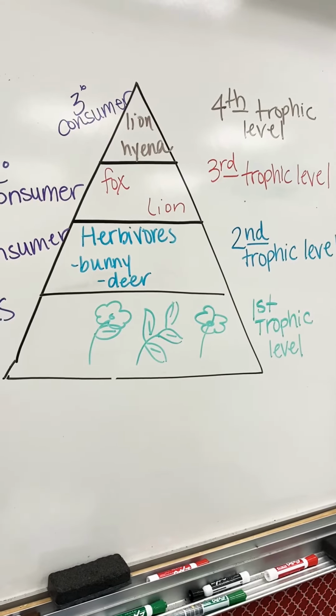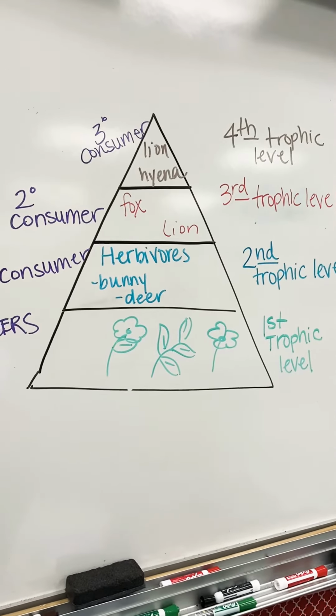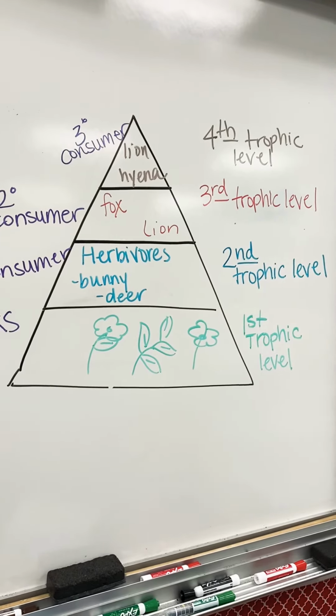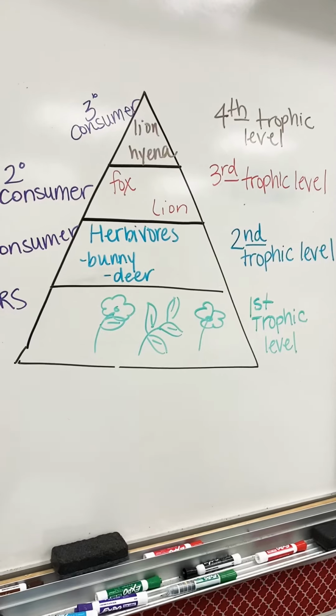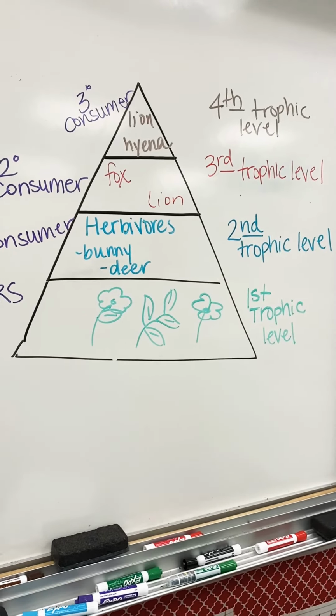I also want you to notice how the pyramid shows the trophic levels getting smaller as you go up. That's going to be explained in the next video. That is really important because it has to do with energy loss.